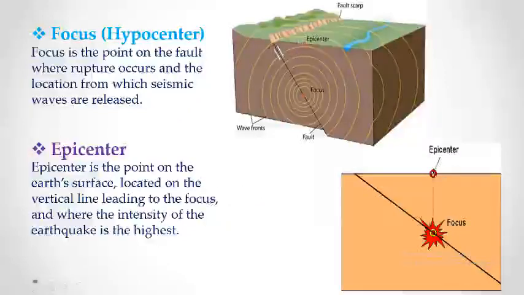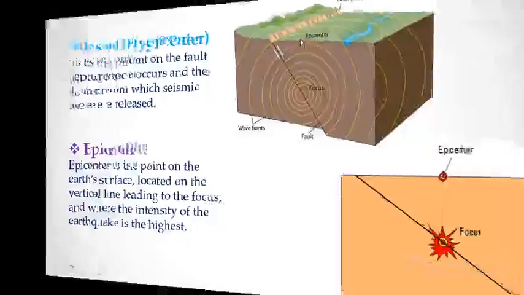Yes, it's on the surface, located just right above the focus along a vertical line. So it's located on the vertical line leading to the focus, and it's where the intensity of the earthquake is highest. Maybe because it's the closest point to the focus, the closest point which is at the surface.